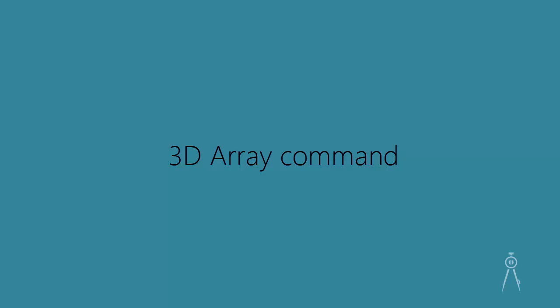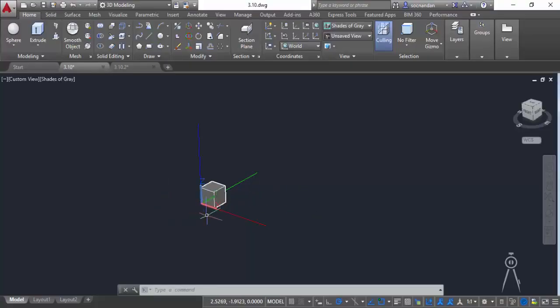In this lesson, I'll tell you about creating arrays in AutoCAD 3D. Right now we have this cube here and we have these three axes, X, Y and Z axis, represented by three different colors. Now let's say that we want to make a rectangular array using this cube. For that, go to this Modify panel and select Rectangular Array from the flyout.